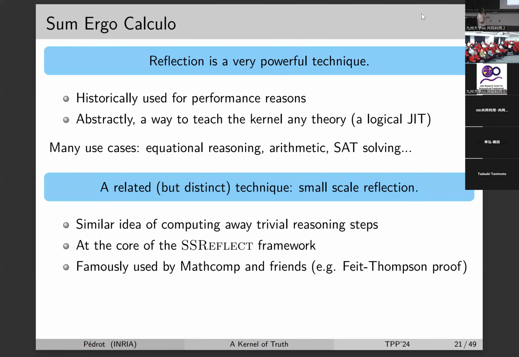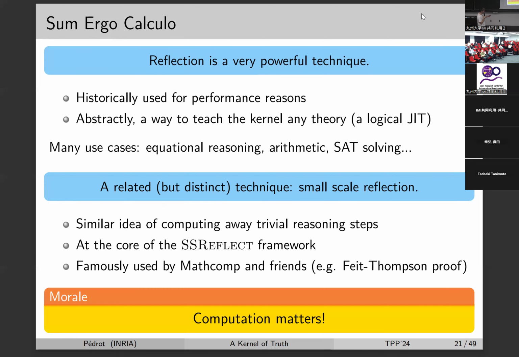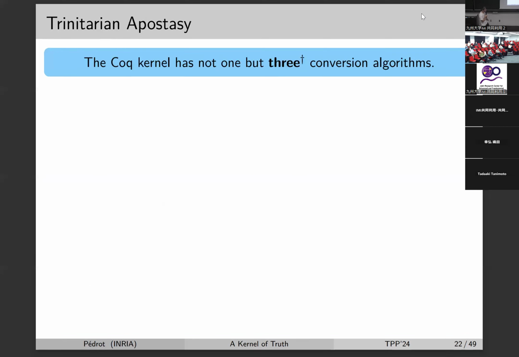Okay, and there is a similar idea that's called small-scale reflection. It's not exactly the same thing, but it's very much used by people in the MathComp community, and it's used everywhere, and it relies fundamentally on computation as well. So the moral of the story is that computation matters. Very important. We do care a lot about computation in dependent type theories. And you can see that very easily in the kernel, because we don't have one, not two, but we have three conversion algorithms in the kernel.